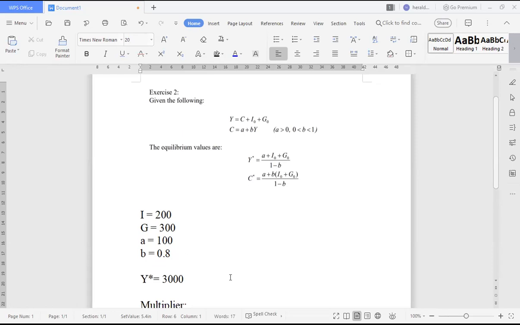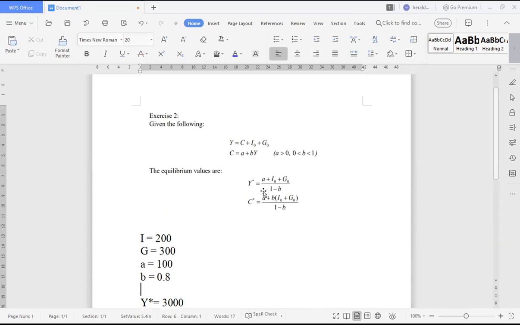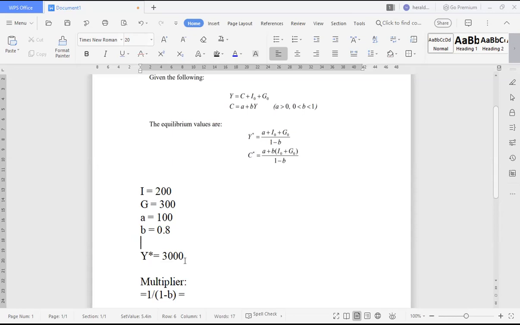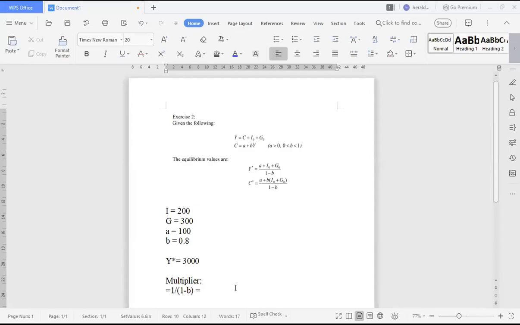How do we solve for Y star? Again, we just substitute the specific values into our reduced form already, and we'll end up with 3,000. What is left with our exercise here is to compute the multiplier, class. To solve for the multiplier, again, it is just 1 over 1 minus B. All we need to do is to substitute, and the multiplier is 5.